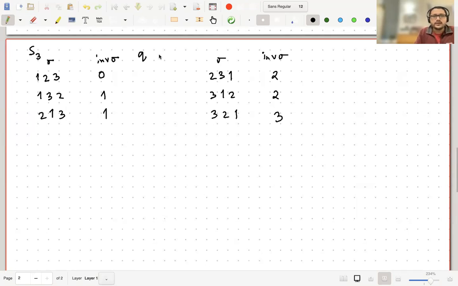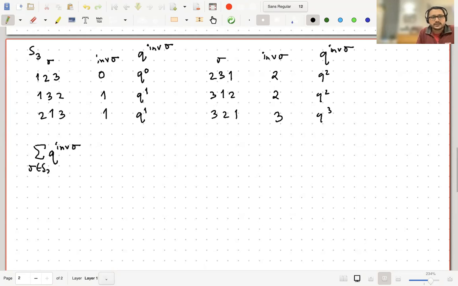Now we are going to give q weights, and the weight is q raised to the power inversion of sigma. Then the weight here is q to the power 0. The weight here is q to the power 1, q to the power 1, q squared, and q cubed. Now let us calculate the sum of q raised to the power inversions of sigma in S3. For our case, I'll have 1 plus 2 times q, then 2 times q squared, and finally q cubed.